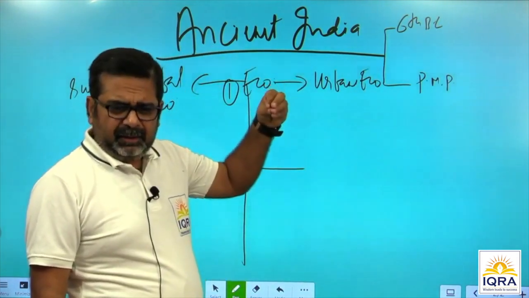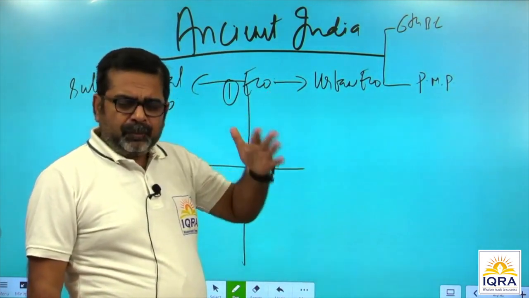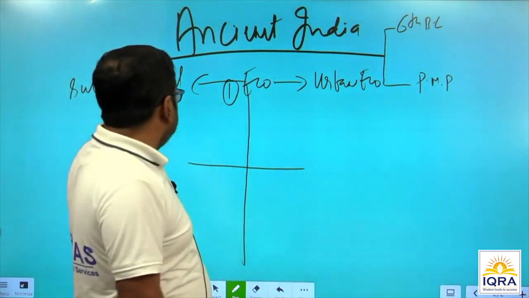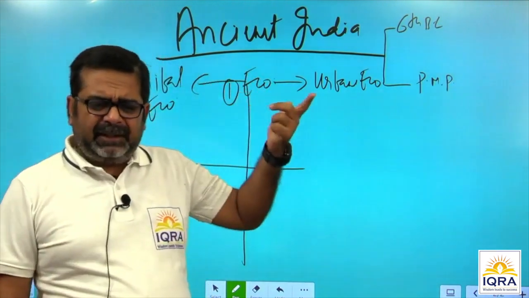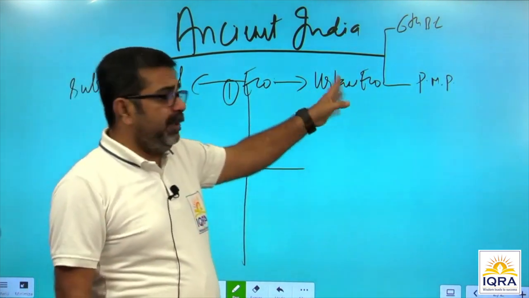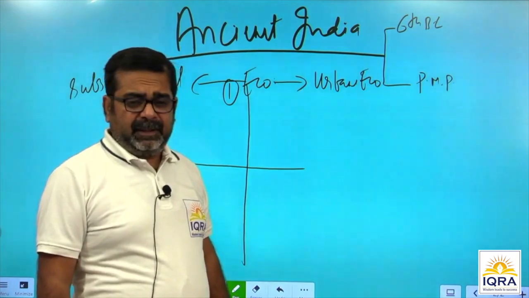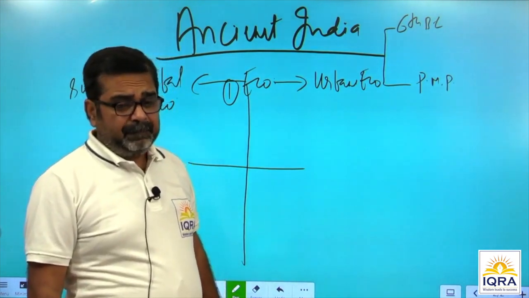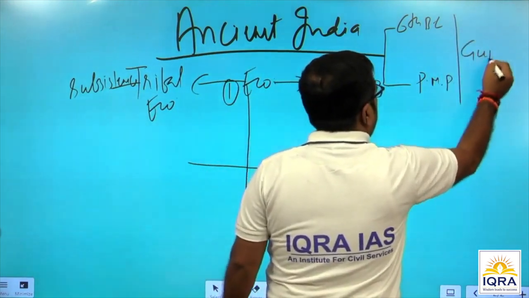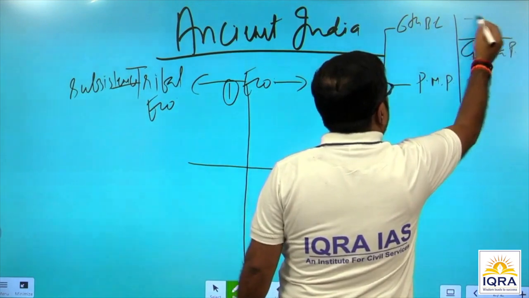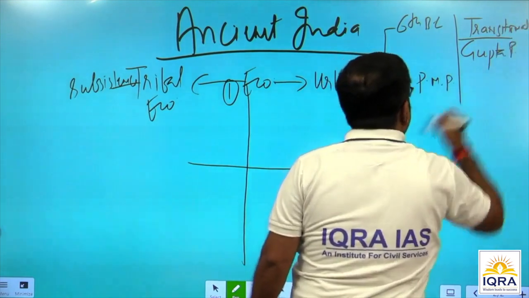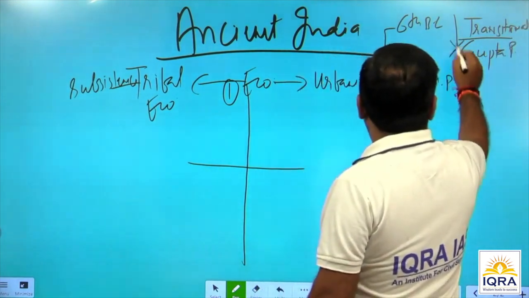They want to know, do you understand these developments or not? So tribal economy, Vedic economy, Rig Vedic economy, subsistence economy. Subsistence economy to urban economy, 6th century BC to post-Maurya period, and then Gupta period, the transitional period. Economy starts changing. Gupta is a transitional period.